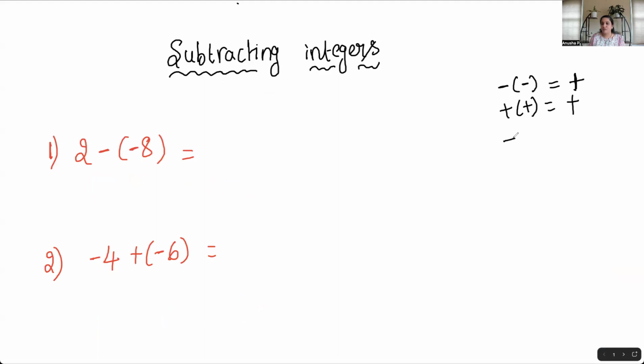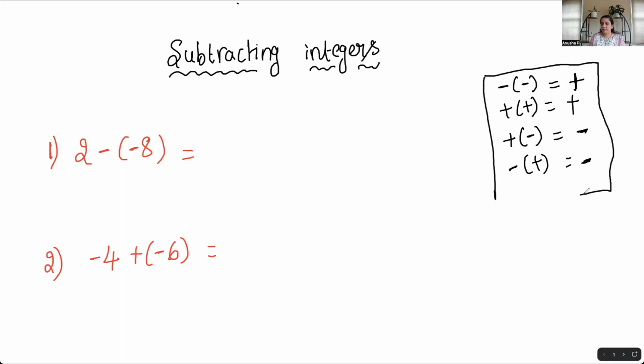And when you have opposite signs like plus and minus, minus and plus, then combine it to make it a minus sign. So when you have two opposite signs, like plus and minus next to each other, make it minus, and minus and plus next to each other, make it minus, okay?